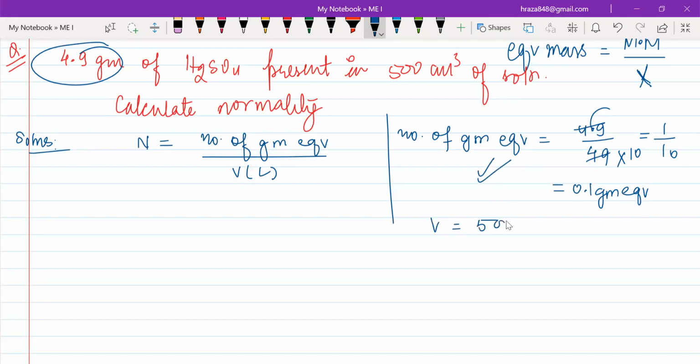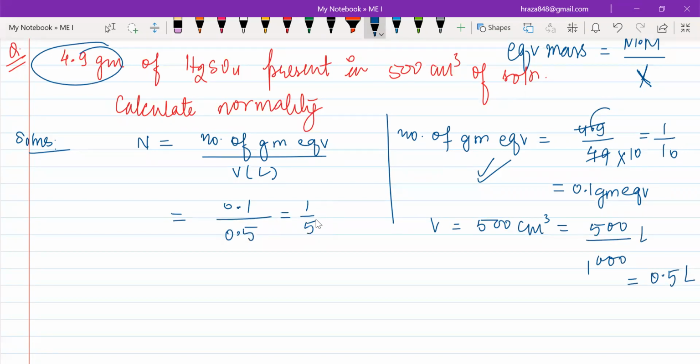Volume is also given as 500 centimeter cube, which you can easily convert into liter by dividing by 1000. Now it is in liter, that is 0.5 liter, right? So now you just need to put the value 0.1 upon 0.5. So you will get 1 by 5. You can write gram equivalent per liter, or you can write 1 by 5 N. You can also write it in decimal form, 0.2 N.